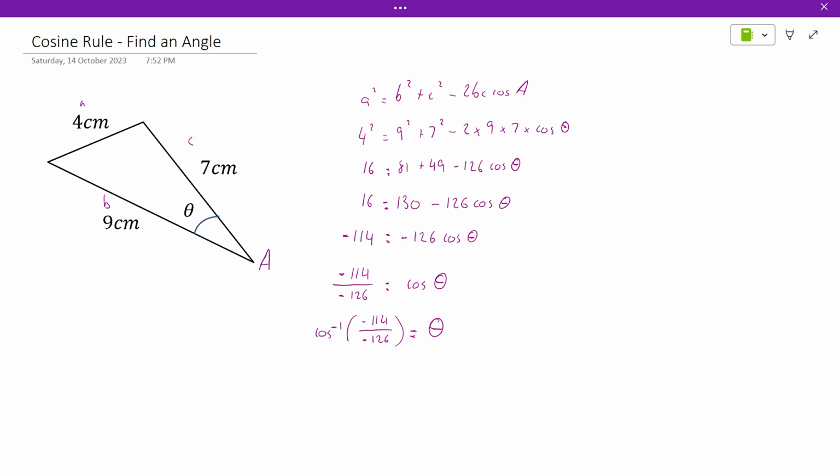So last step, let's do this on the calculator. Shift cos, open brackets, negative 114 divided by negative 126, close brackets, equals 25.21. So let's keep the theta on the right-hand side. So theta equals 25.21, and we're in degrees. There we go.